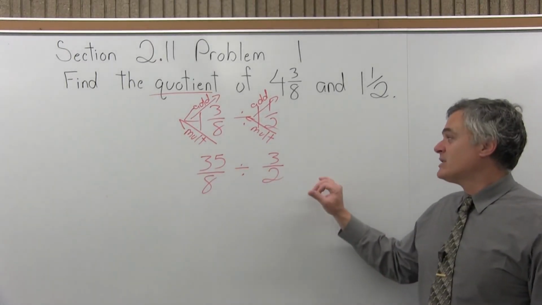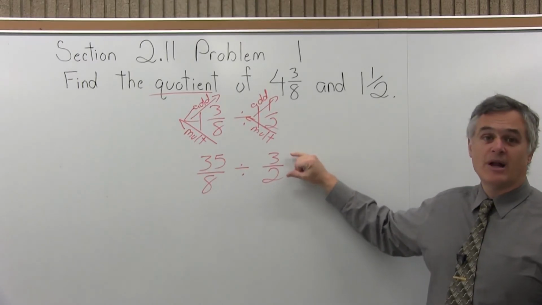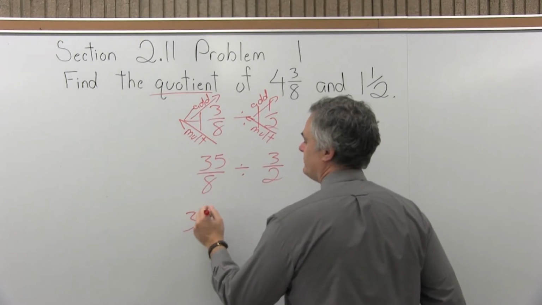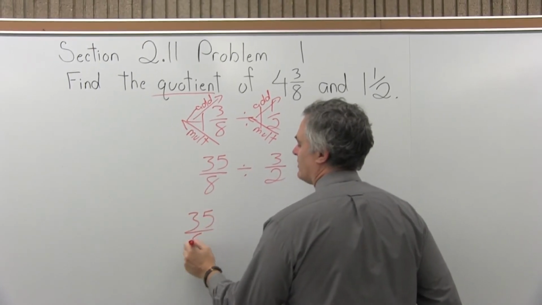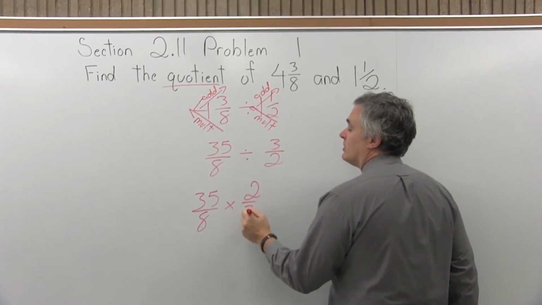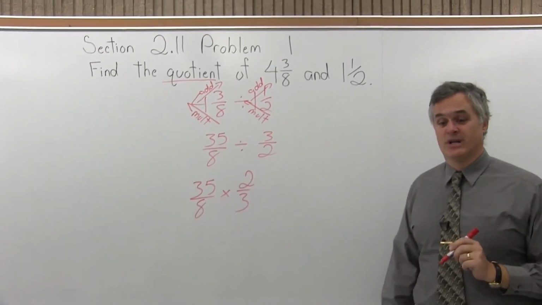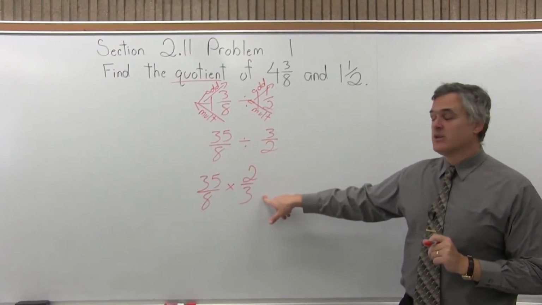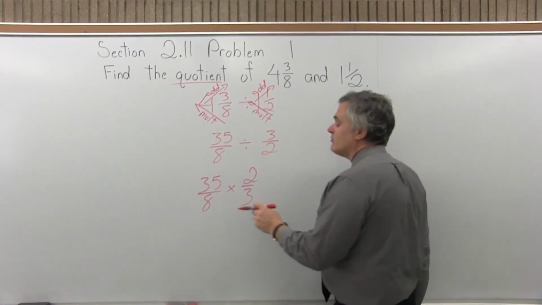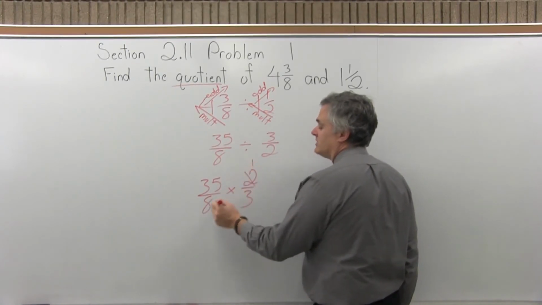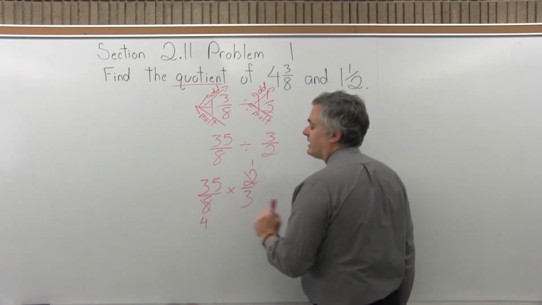Now that I have the fractions with just a numerator and a denominator, I can invert that second fraction and make it a multiplication. So I'll have 35 over 8, that will stay, but it becomes times 2/3 now. The second fraction is inverted. So now I can multiply numerator times numerator, denominator times denominator. That'll give me the answer. I can pre-reduce a little bit if I want. If you notice the 2 and the 8, 2 goes into 2 once, 2 goes into 8 4 times.